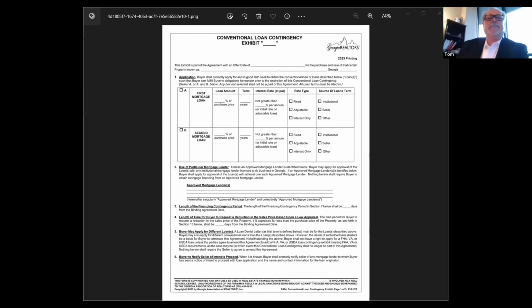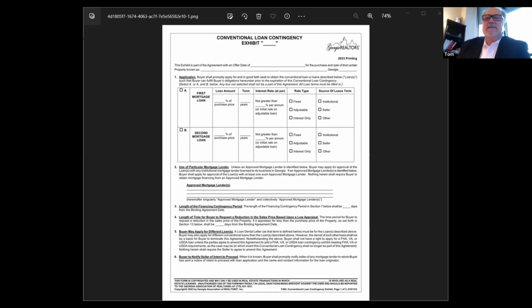Can everybody see the conventional loan exhibit form? I sent it to you in your chat. Oh, okay. Let me see if I can pull it up on my screen share. Okay. Here we go. Can you see this okay now, guys? Yes. Okay, super.